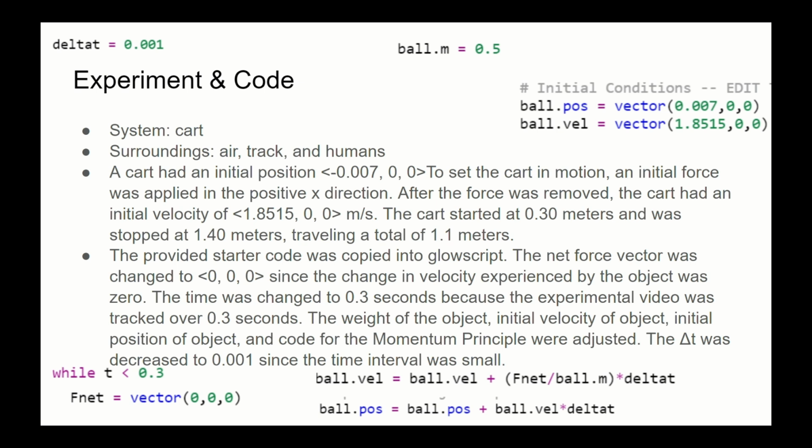The momentum principle was edited to be more general, and the delta t was also decreased since the time interval was so small. This decrease in time was just to help the model be as accurate as possible.